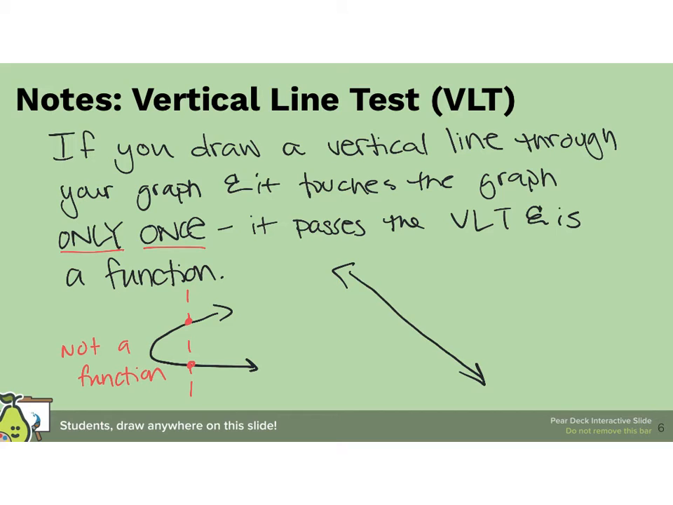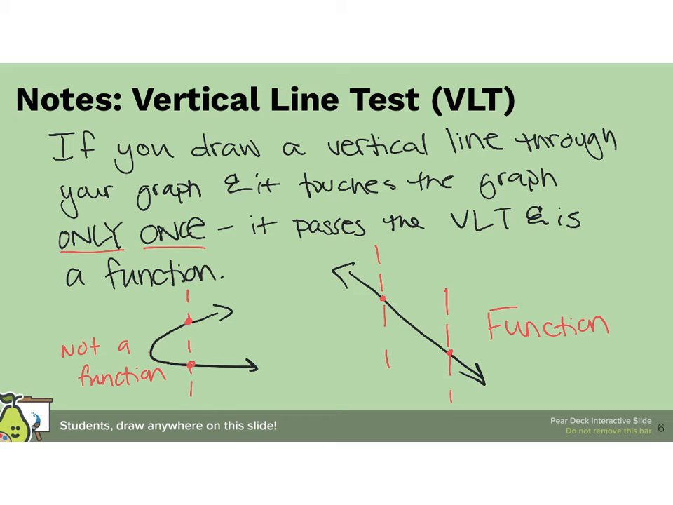But if I draw a vertical line through my straight line, it touches once. You can draw it anywhere you want, right? No matter where you draw it, it's only going to touch once. So this one is a function.